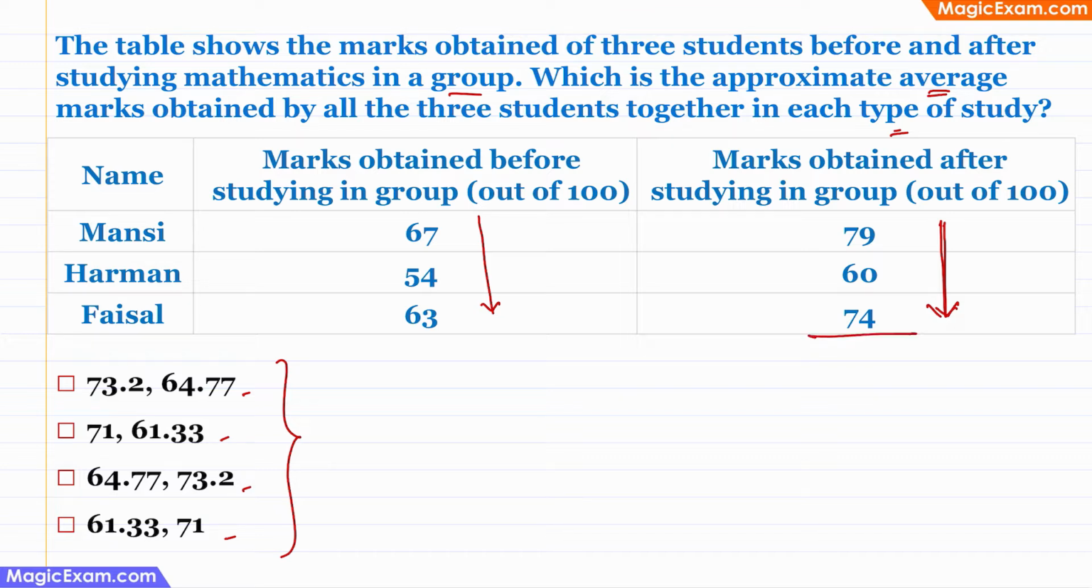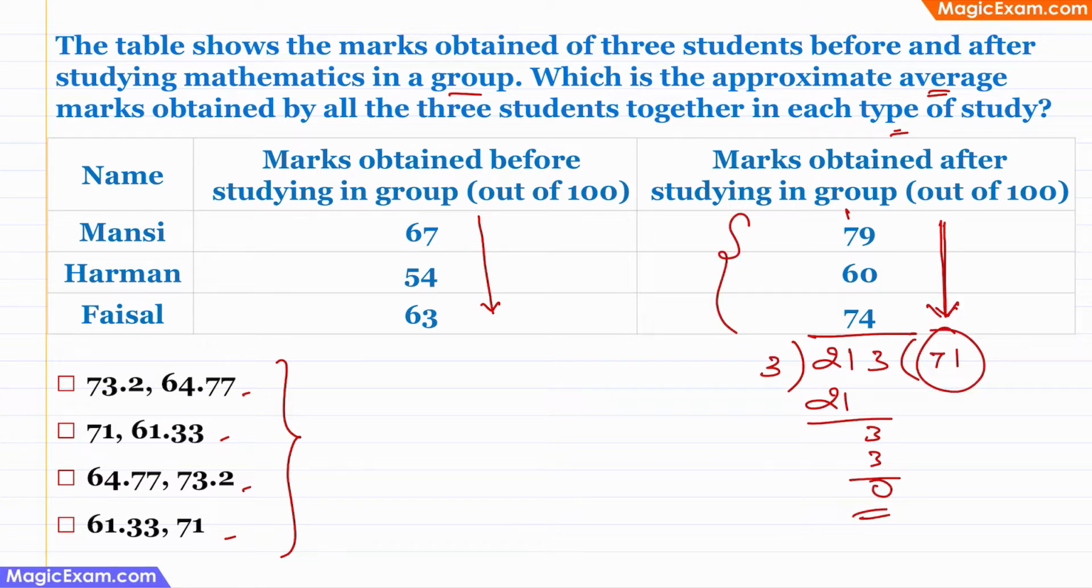So if we look at this, then we'll get 3, 1, 14 and 21. So now to get the average, we have to divide this 213 by 3. So 3 7s are 21 and 3 1s are 3. So 71 is the average of the marks of studying in a group. Therefore, when we look at the answer choices, the last one has 71. Therefore, this has to be the correct answer.